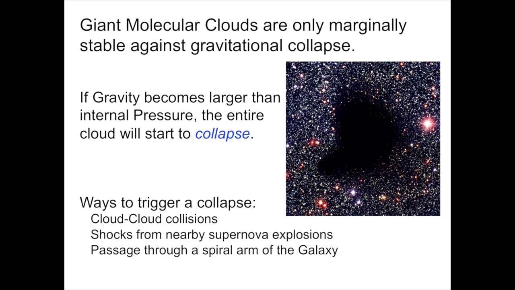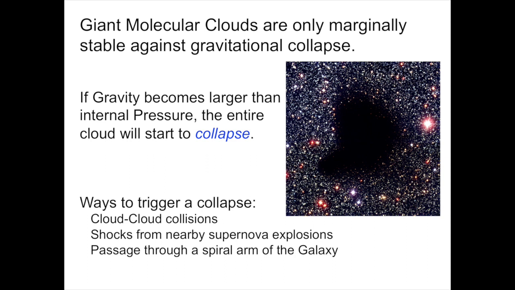Supernovae, as we'll learn later in this course, are the explosions of either very massive stars at the end of their life or thermonuclear explosions of white dwarfs in binary systems. These shock waves, really blast waves, going out through the interstellar medium, if they run into a giant molecular cloud, can overpressure it and cause it to initiate collapse.